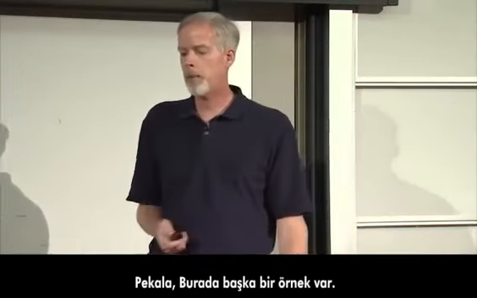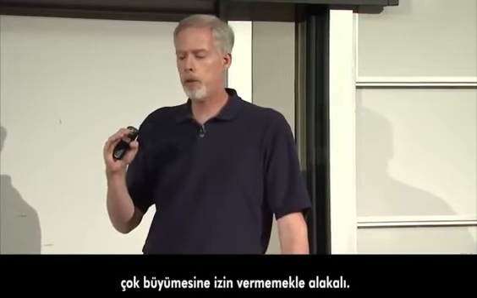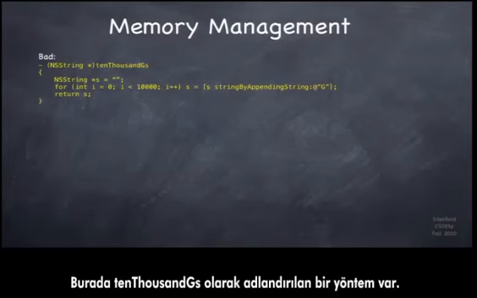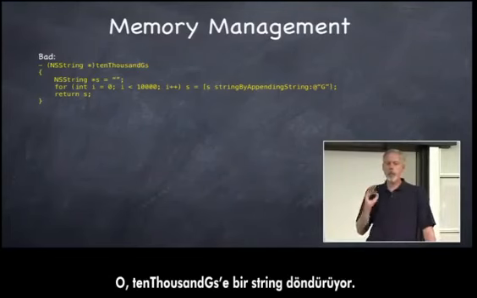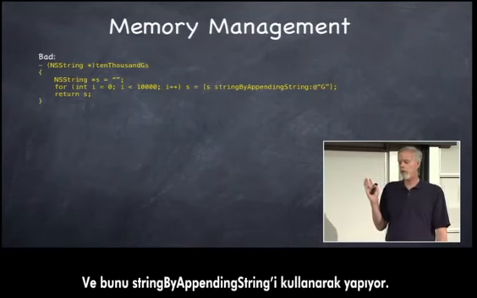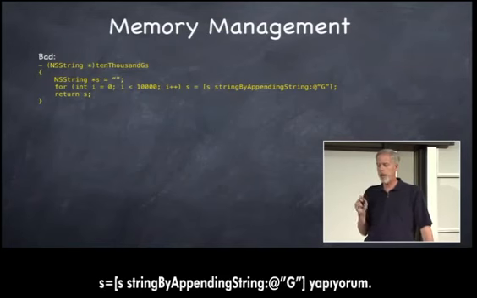All right, so here's another example. This is the thing about don't let that autorelease pool get huge. Here's bad. So here I have a method called 10,000 Gs. It returns a string with 10,000 Gs in it. Okay, and it does this using our friend stringByAppendingString. So you can see I start with an empty string, and then 10,000 times I do s equals s stringByAppendingString, G. Right?